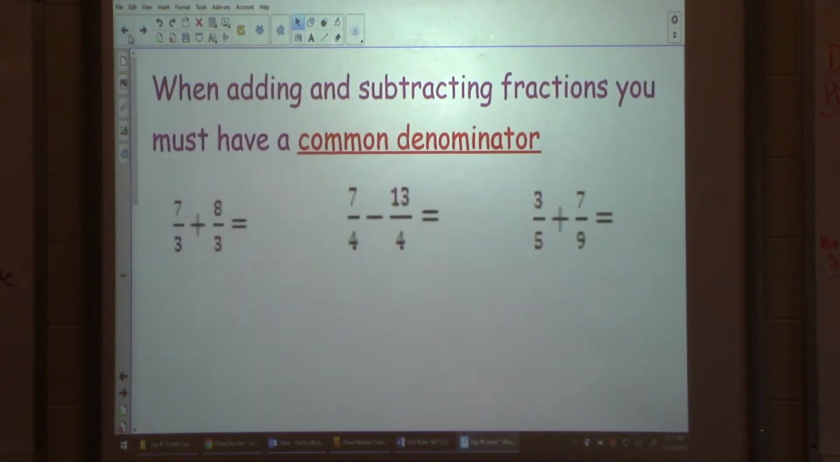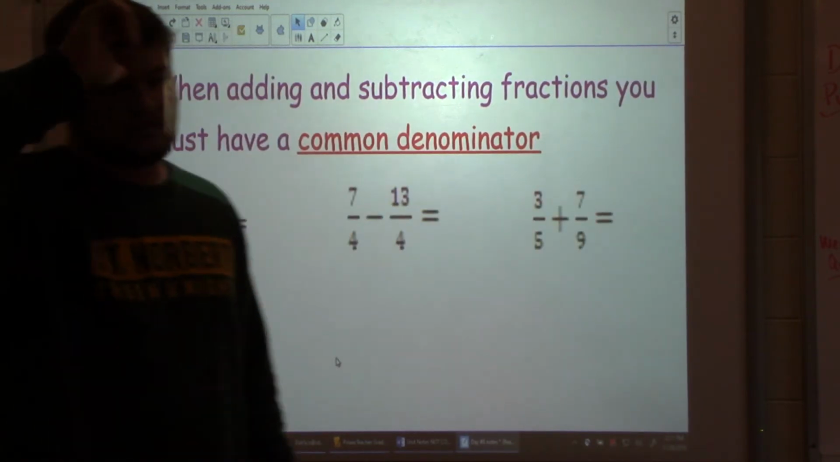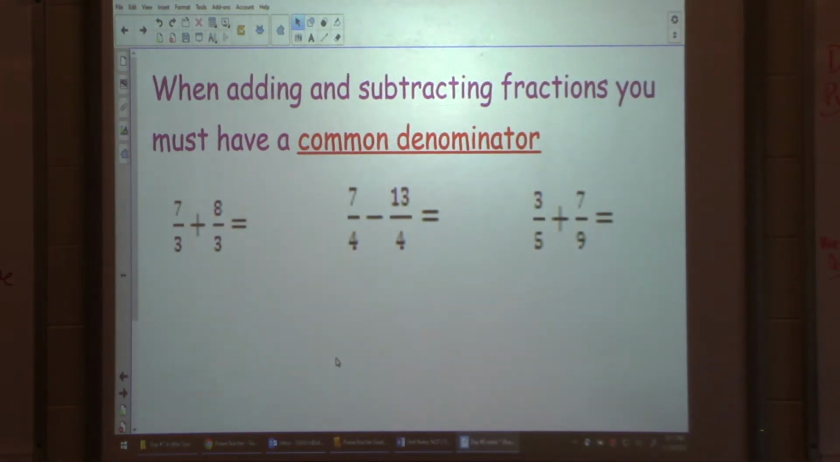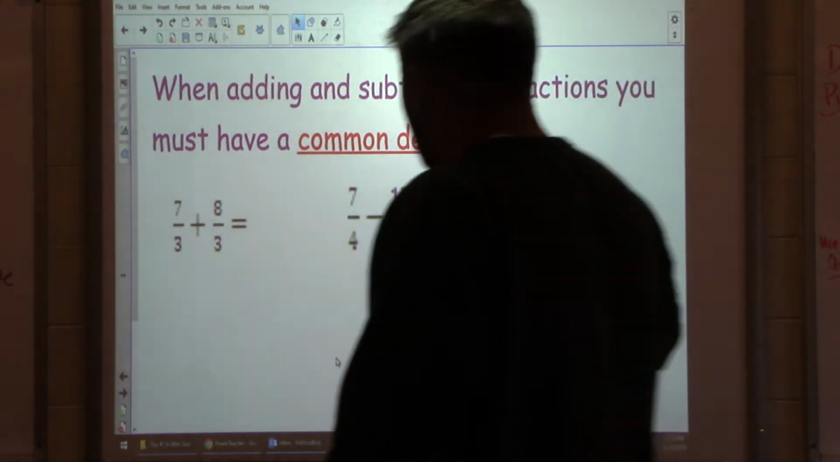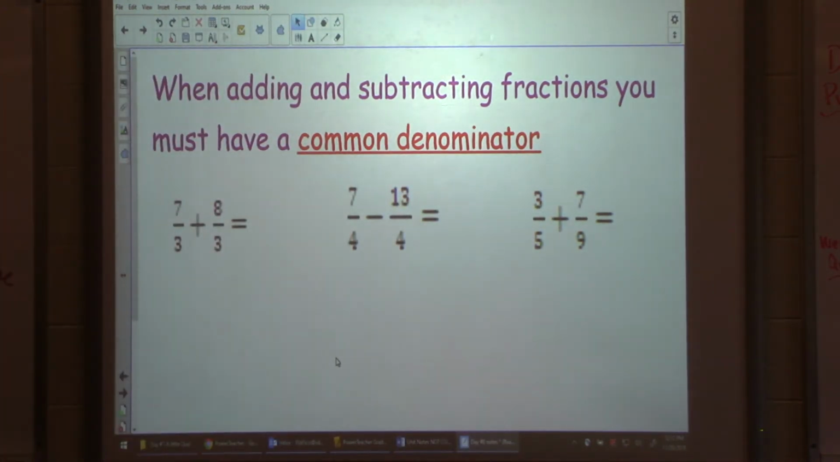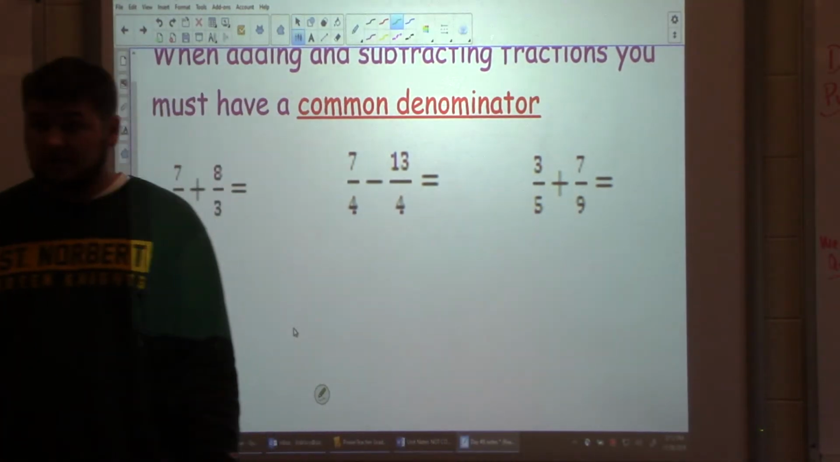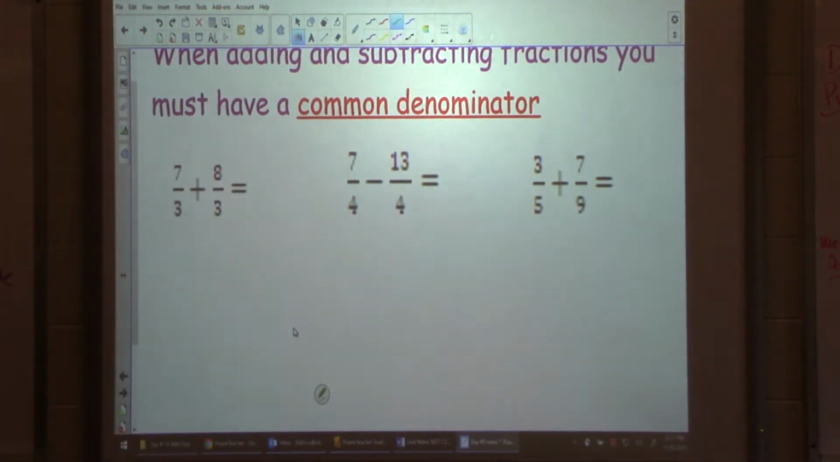Okay, we've talked about simplifying rational expressions. We've talked about multiplying and dividing rational expressions. Today we're talking about adding and subtracting rational expressions. When adding and subtracting any sort of fractions, you always need a common denominator. Right? We all agree with that? Whenever you've done adding and subtracting fractions, you've always had a common denominator. No exceptions.